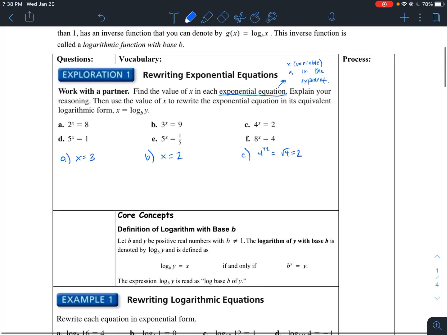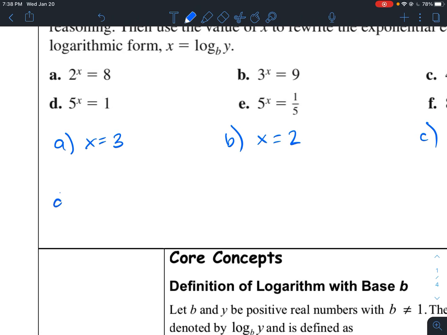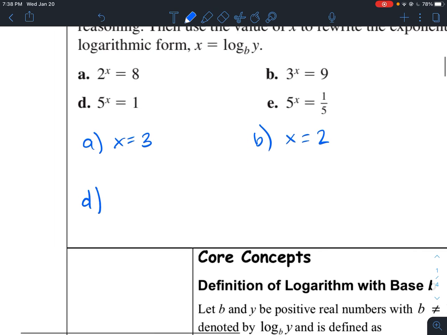Okay? For d, I have 5 to what power gives you 1. Remember that anything to the 0 power gives you 1. So that means x would have to be 0. For e, 5 to what power would be 1/5? Well, this is the reciprocal of 5, so that means it would have to be a negative exponent. So x would have to be equal to -1.